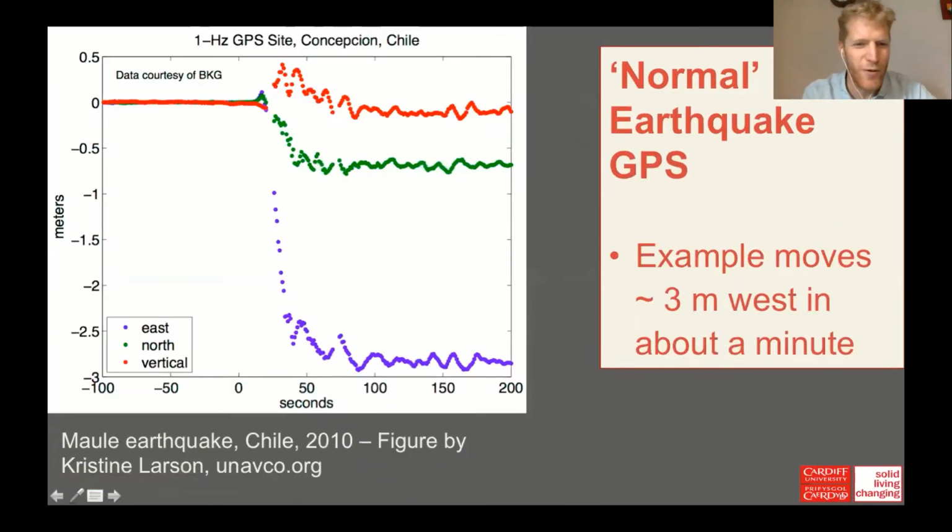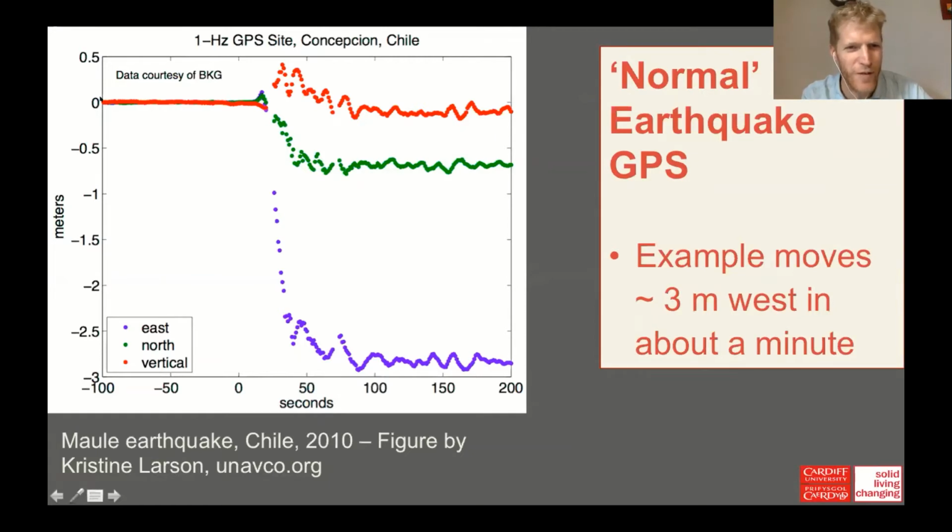And that's also what we see in the record. So this is an earthquake in Chile. You can see the x-axis here is in seconds. The 3 colors are position of a GPS station relative to a starting point at 0. Red is vertical, green is north-south.